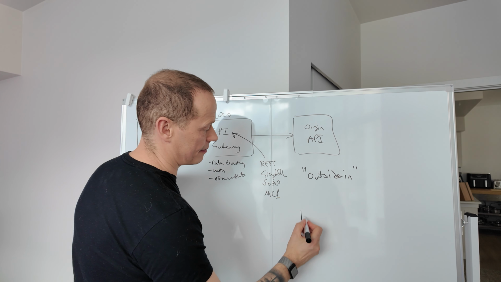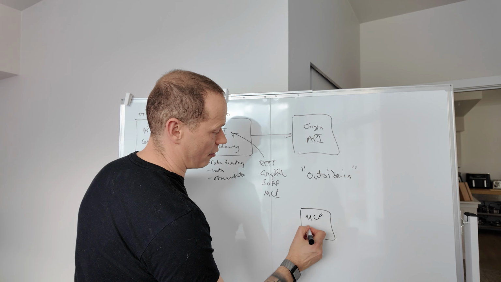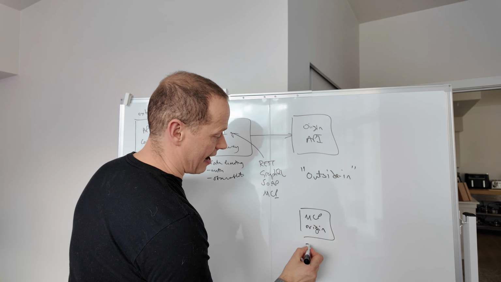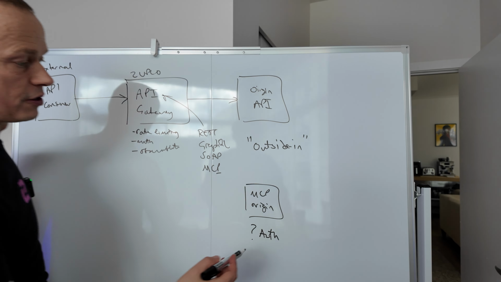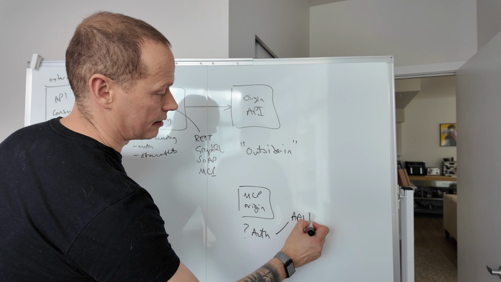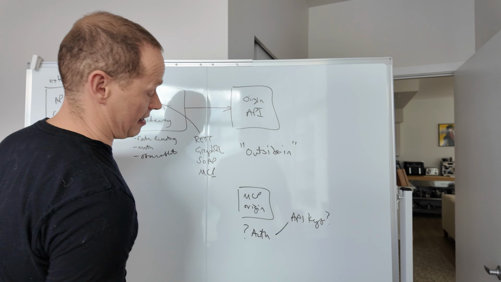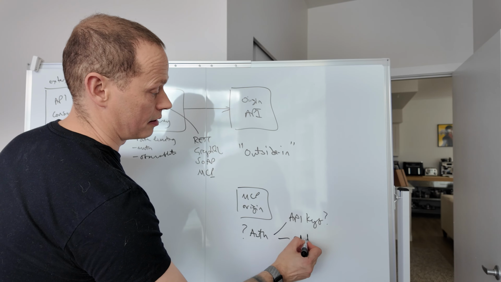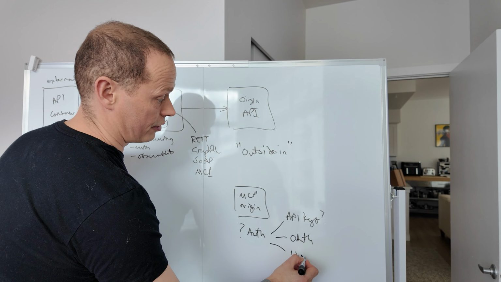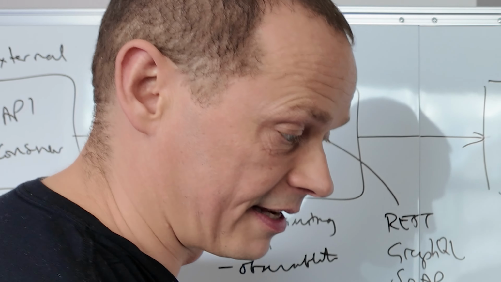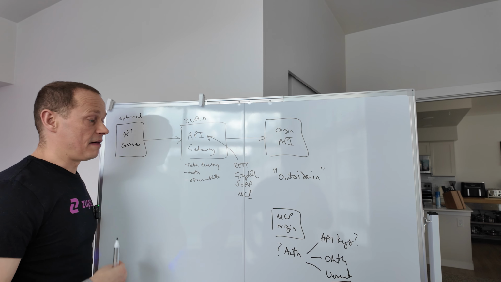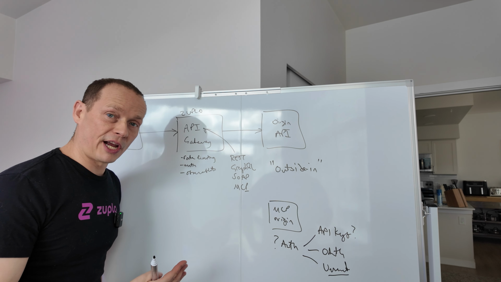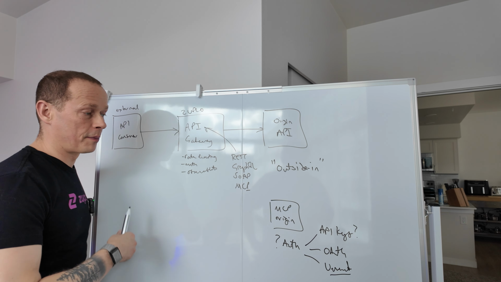So in the world of MCP, let's imagine this is my MCP origin server. It might have all kinds of wacky authentication protocols. It might use API keys. It might use Auth. It might be unsecured. Believe it or not, that says unsecured. Anything could be going on there. It may have no observability built in. It might not have protections against prompt injection or PII leakage. This is sort of an ungoverned target for you to be using.